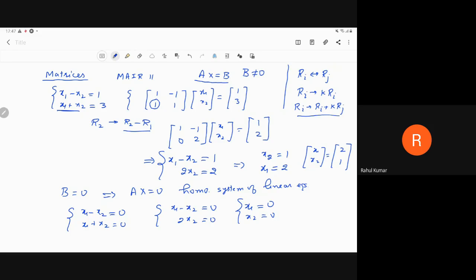This is called the trivial solution. Because when Ax is 0, x equal to 0 always satisfies the system. This is called the trivial solution.